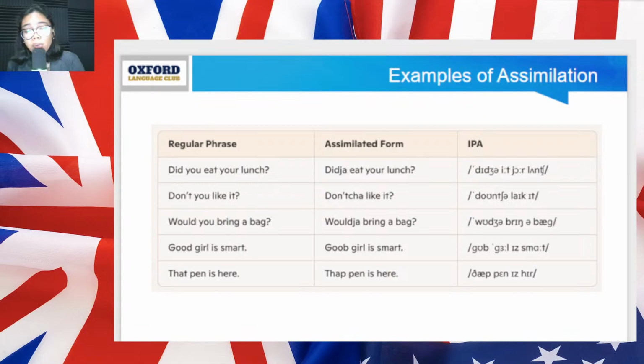So first, your tongue touches the roof of your mouth right behind your teeth for the D sound. Then it quickly moves and adjusts its position for the Y sound.